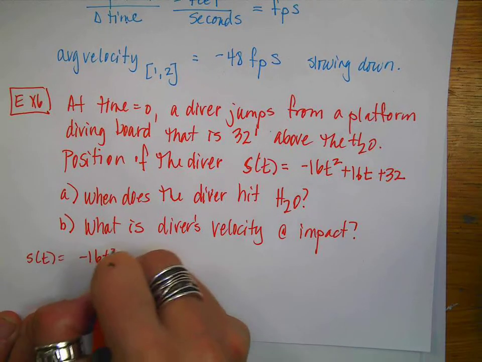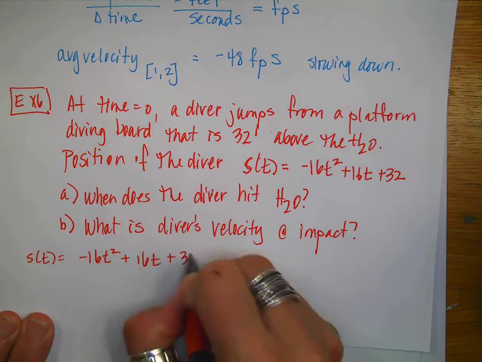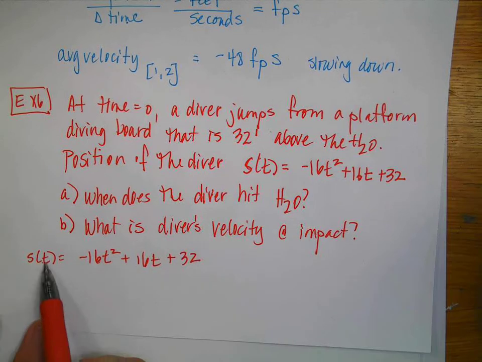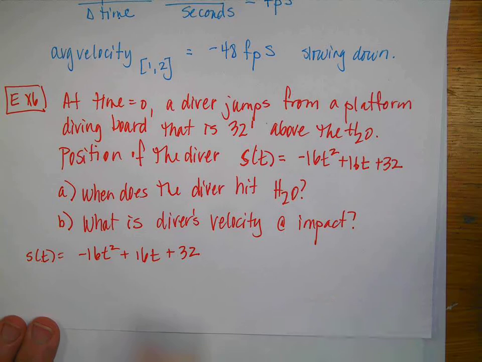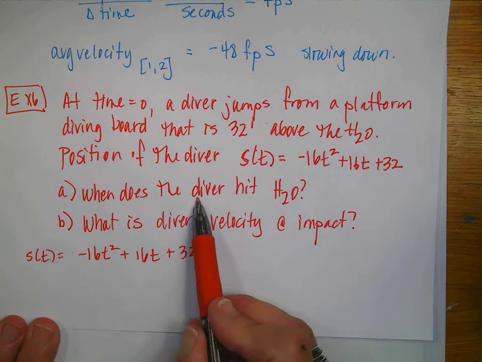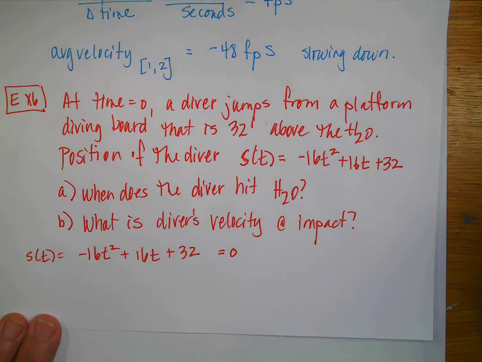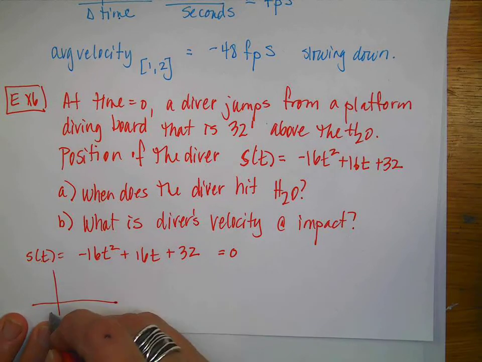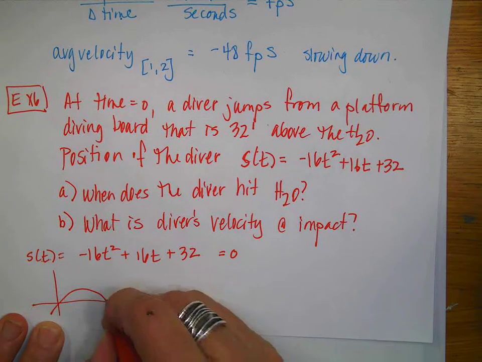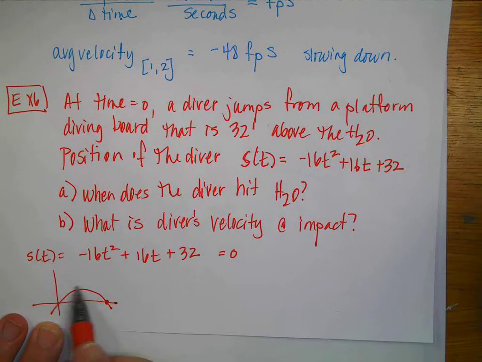So my position function, s of t, is negative 16t squared plus 16t plus 32, and s of t represents the position of the diver as a function of time. So if I want to know when the diver hits the water, that means his position above the water is 0. It means he's hitting the water. There's a bunch of different ways that you can solve this problem. I could do it graphically, so I could graph this function, do a zoom fit, and see where he hits the water. So this is time 0. He jumped up and he comes down and he splats and hits the water.